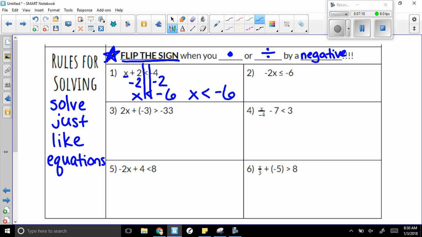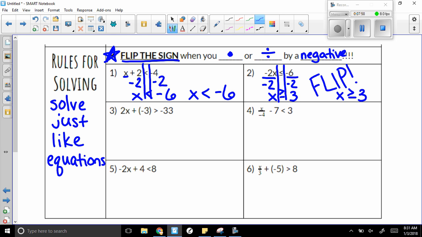Let's try out number 2. Draw your railroads. Now this one I have negative 2 and x squished together. Squishing together means multiply, so to do the opposite, I'm going to divide, show that fraction bar, by negative 2 to get x alone. Now this one is dividing by a negative, so I need to make sure that I flip my sign. That gives me a positive 3. And instead of less than or equal to, it's going to be greater than or equal to 3. So x is greater than or equal to 3. So watch out when you multiply or divide by a negative. That's the only thing that's different here.